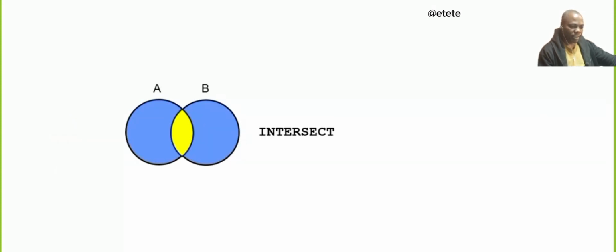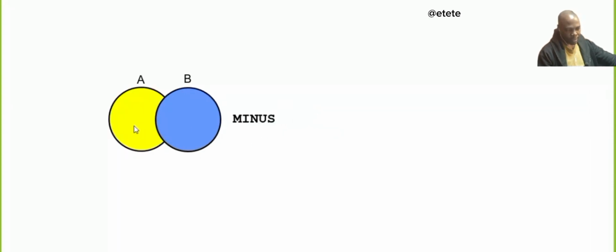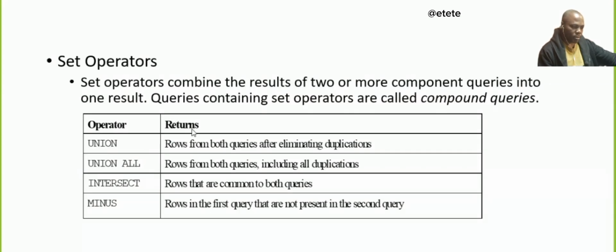Then this is intersect. So you can see we are dealing with the yellow part. Are you with me? We are dealing with this yellow part. Now this is minus. We are still dealing with this yellow part. So these are the set operators. Then look at the explanation.